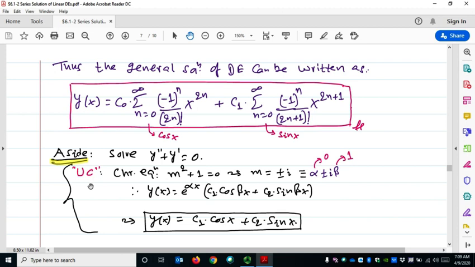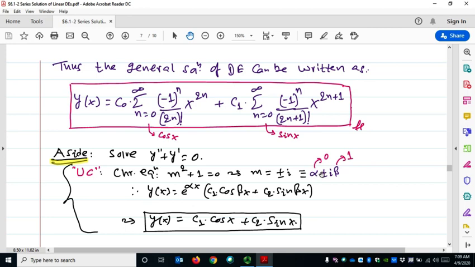So the characteristic equation is m squared plus 1 equals 0. This implies m equals plus or minus i. So that means we have a complex root. Then our general solution is of the form y(x) equals, this is the formula.